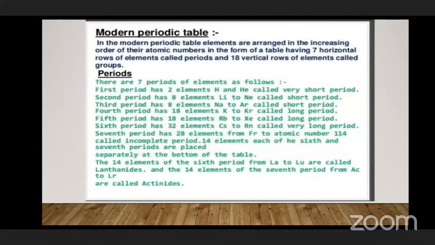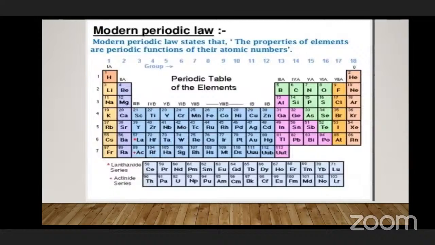The next period, the third period, has similarly 8 elements from sodium, atomic number 11, to argon, atomic number 18. It is also called a short period. Second short period we can call. The first one is the shortest period. First short period is the second period. Next, second short period is the third period.